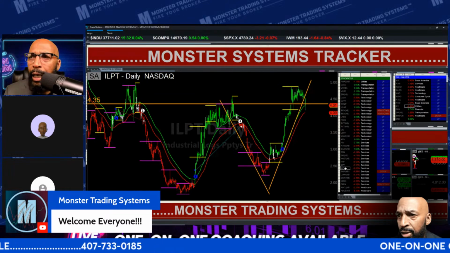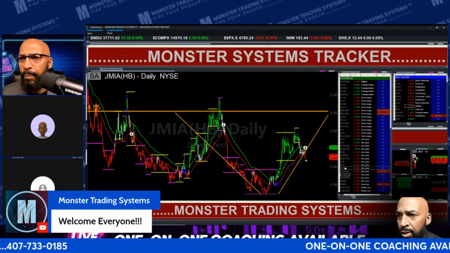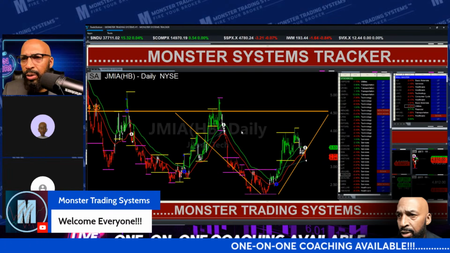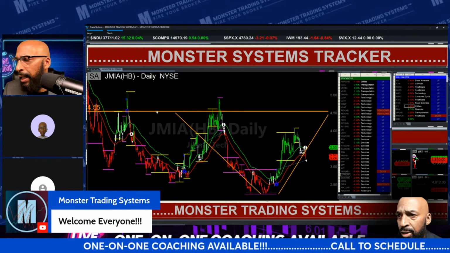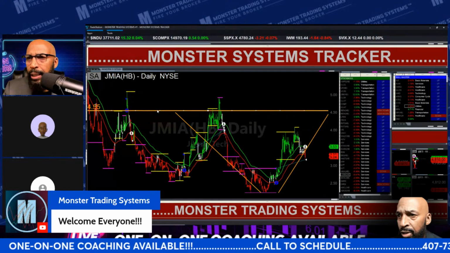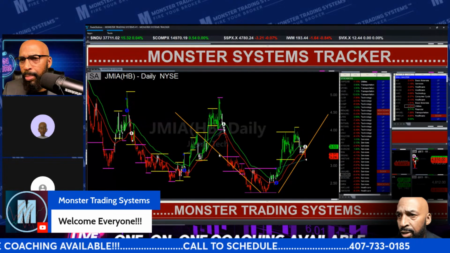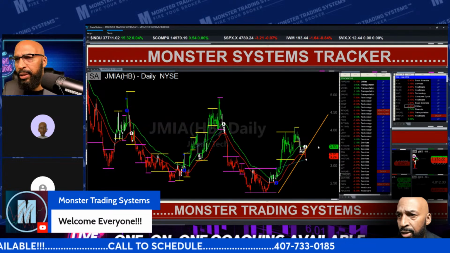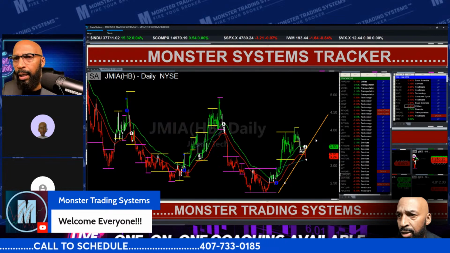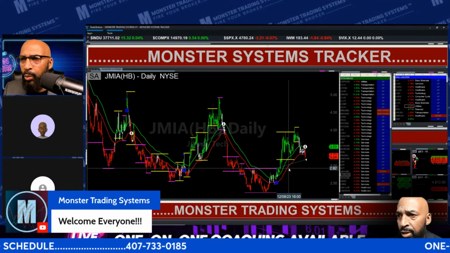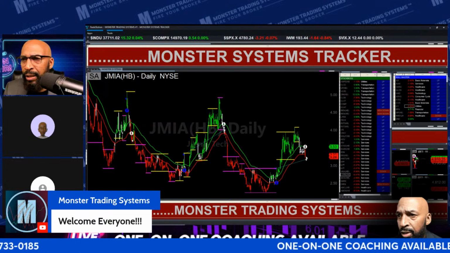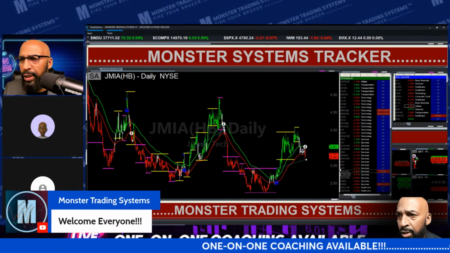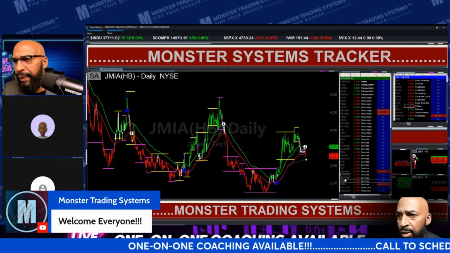ILPT. This one closed. I'm sorry, JMIA. This one didn't quite make it all the way up. Buy signal was at 2.92, closed at 3. Red candle. Sell signal 3.24, close the trade.